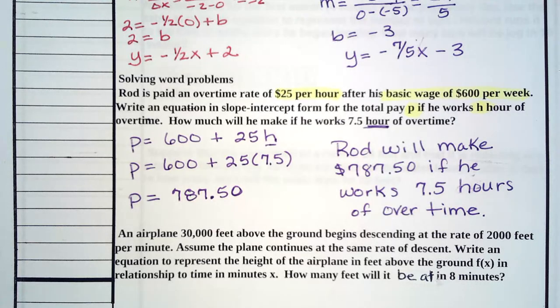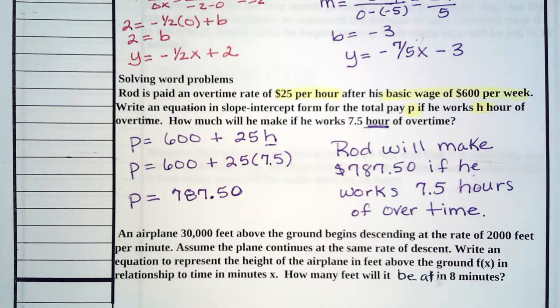For the next one, an airplane 30,000 feet above the ground begins descending at a rate of 2,000 feet per minute. Assume the plane continues at the same rate of descent. Write an equation to represent the height of the plane in feet above the ground, which will be our function of x, in relationship to time in minutes. How many feet will it be at in 8 minutes? What will the altitude be in 8 minutes?